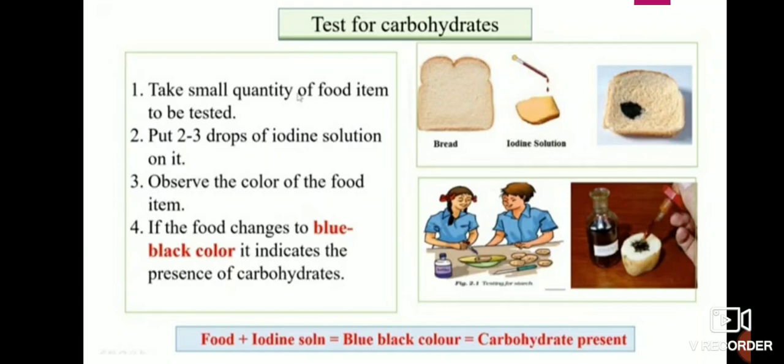Take a small quantity of the food item to be tested. A bread piece or a potato, anything like that. Put 2 or 3 drops of iodine solution on it. Observe the color of the food item. If the food changes to blue-black color, it indicates the presence of carbohydrates. Food plus iodine solution gives blue-black color means carbohydrate or starch is present in that food item. It's a very simple test. You might have studied it in your class 5 in the chapter on digestion.